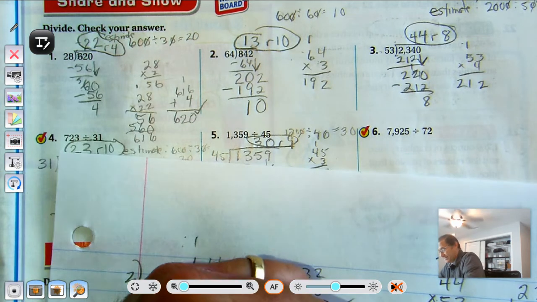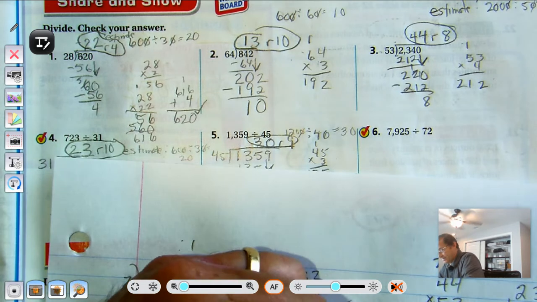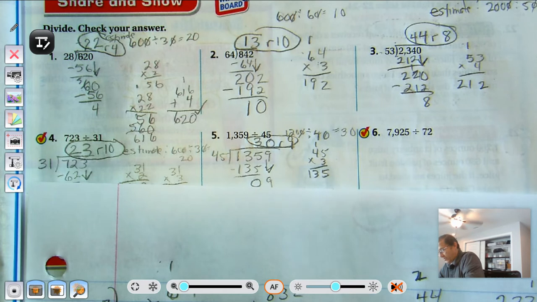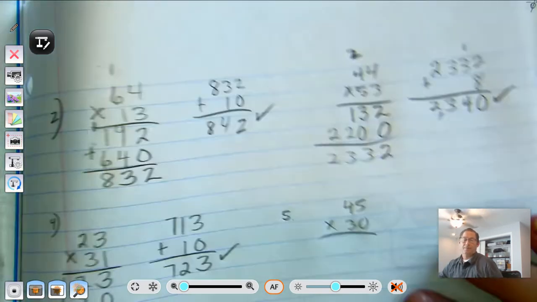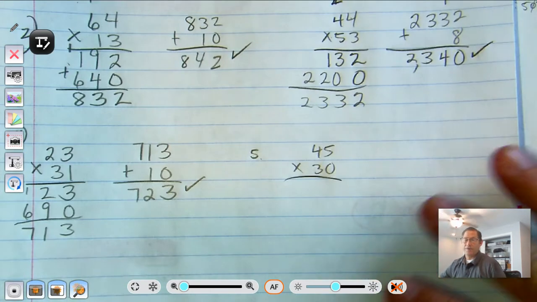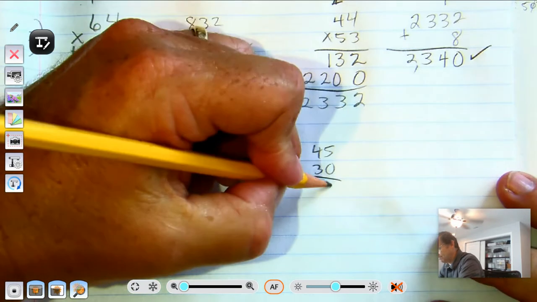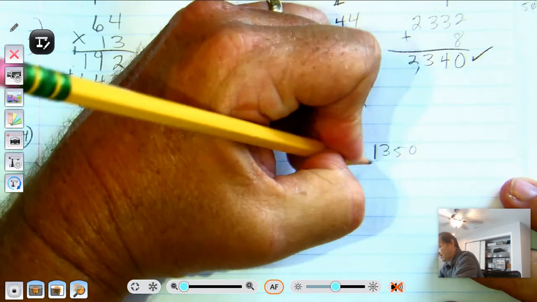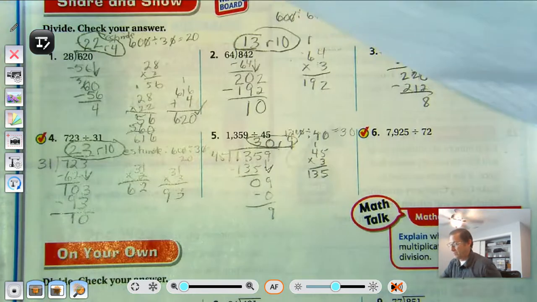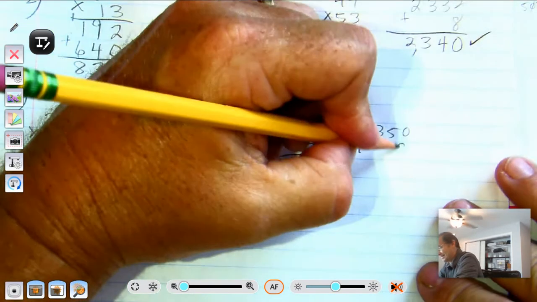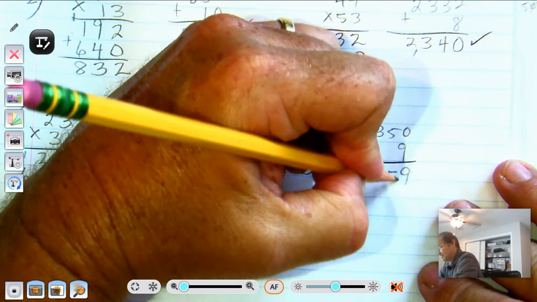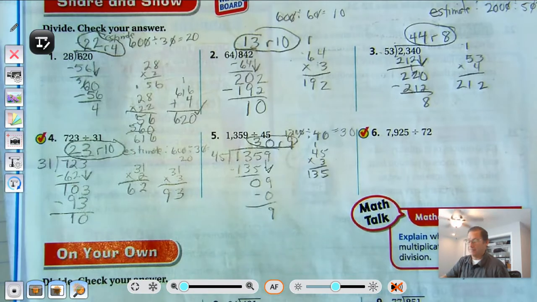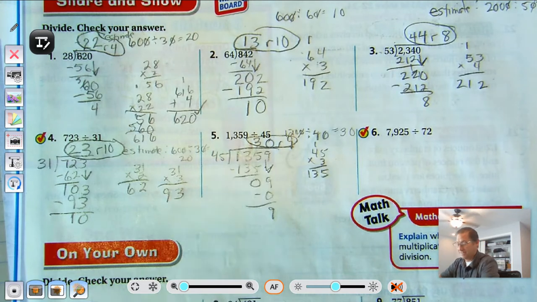Multiply the divisor 45 by our quotient of 30. And then we would add any remainder, right? So I'm at 1,350 right now. And there was a remainder of 9. So 1,359 does match the dividend.